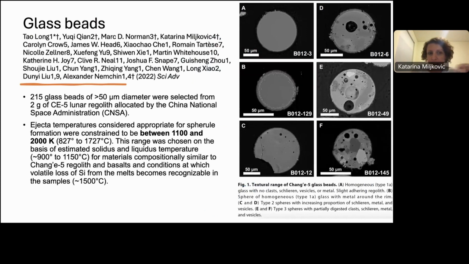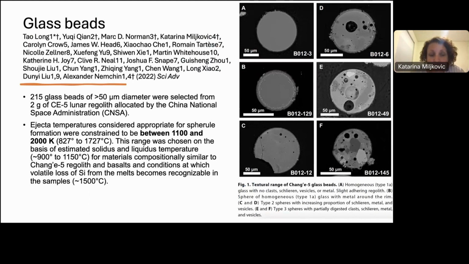So with that in mind, I will whiz through the first case study, about lunar glass beads collected by the Chang'e 5 mission. I really wanted to list out all the authors on the paper that was published a couple of years ago now in Science Advances, just to show that there has been quite a team working on the same problem.